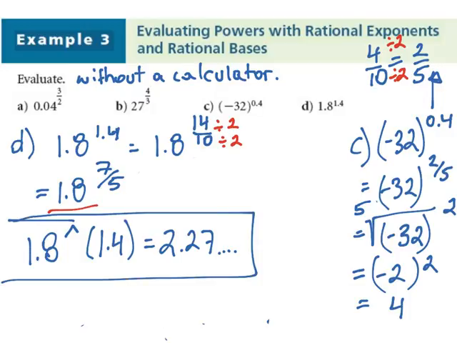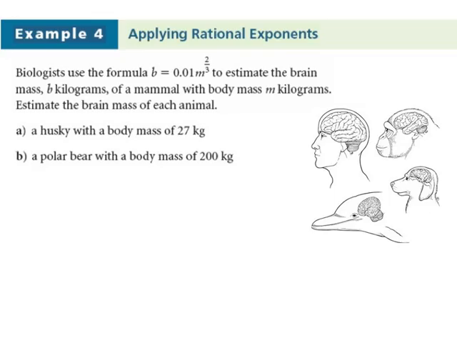Let's take a look at some application examples. In this example, biologists use the formula B equals 0.01 m to the power of 2/3 to estimate the brain mass, B, in kilograms, of a mammal with body mass M in kilograms. Estimate the brain mass of each mammal: a husky with a body mass of 27 kilograms, and then a polar bear with a mass of 200 kilograms.